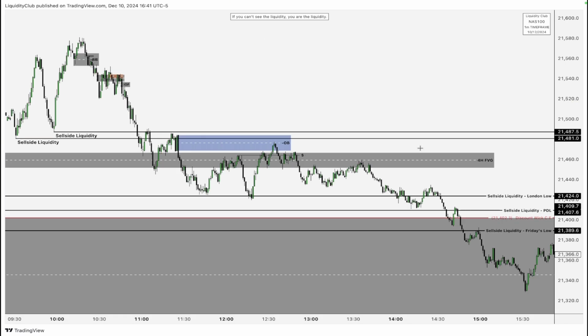So let's show the rest of the day. We've stopped here where price has traded down lower to the 4-hour fair value gap low. It attacked it, and we took some profits there. We've seen some retracement here.